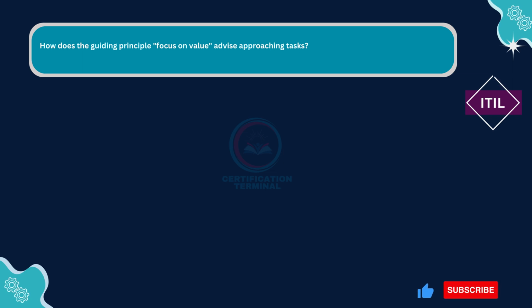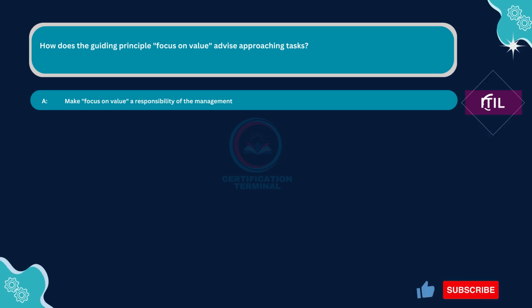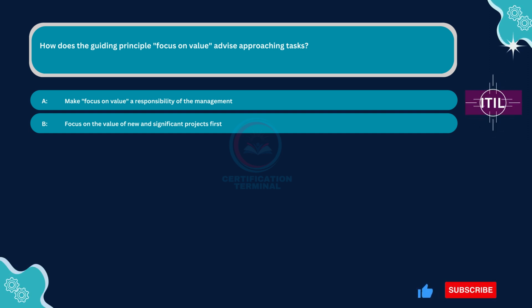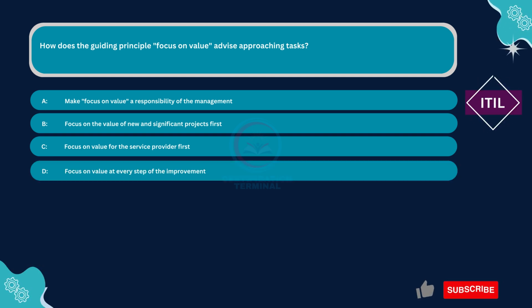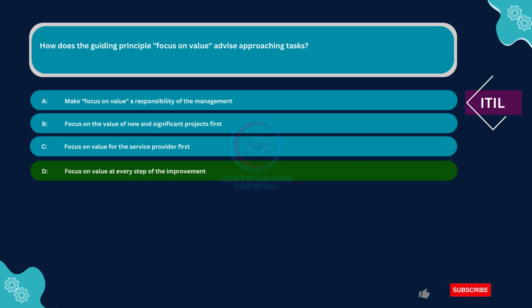Next question. How does the guiding principle, focus on value, advise approaching tasks? Option A, make focus on value a responsibility of the management. Option B, focus on the value of new and significant projects first. Option C, focus on value for the service provider first. Option D, focus on value at every step of the improvement. The correct answer is Option D.